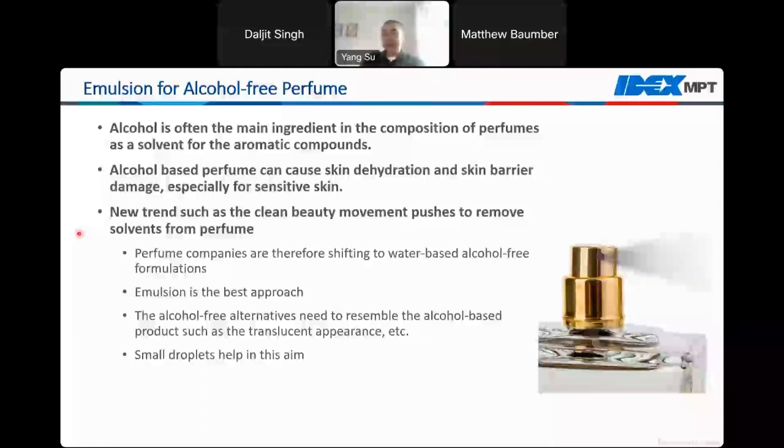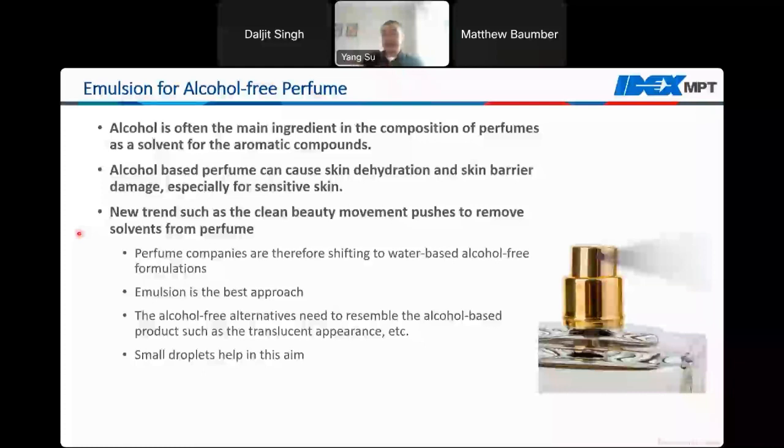So as I mentioned before, there's a new trend that pushes to remove solvent from the formulation. This is also applicable for perfume. Consumers are looking for cleaner, greener, or more natural products. So the perfume companies are now working on developing water-based alcohol-free formulations. As I mentioned before, an oil-in-water emulsion is probably the best approach because you can select the carrier oil to help carry the aromatic compounds and make them into the perfume product.